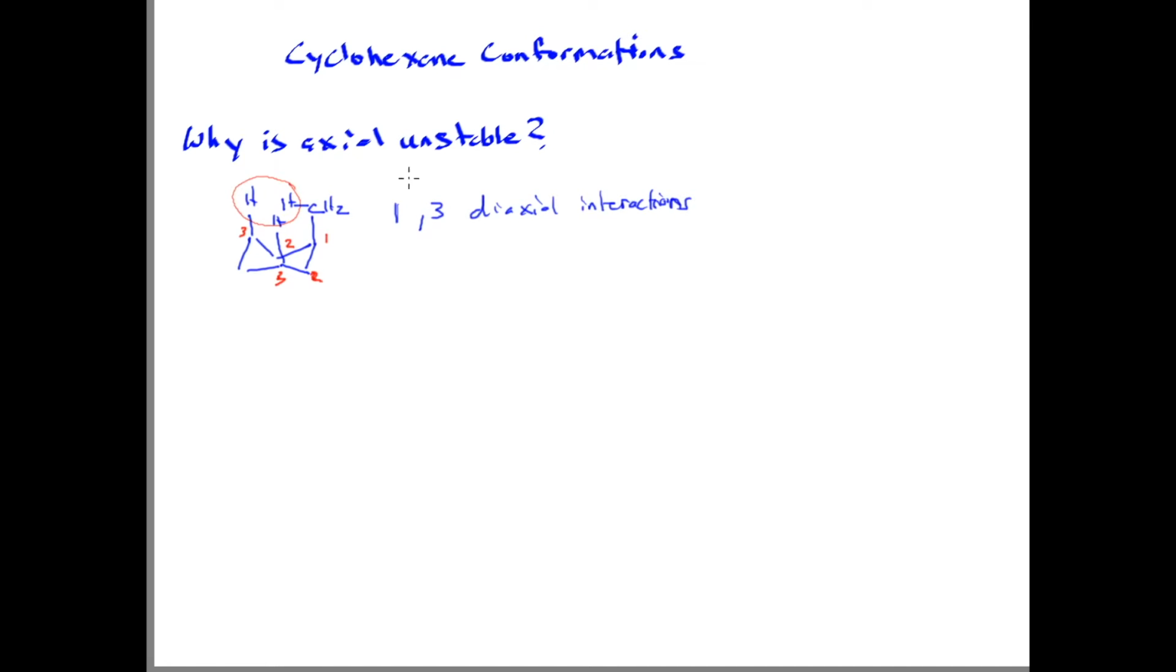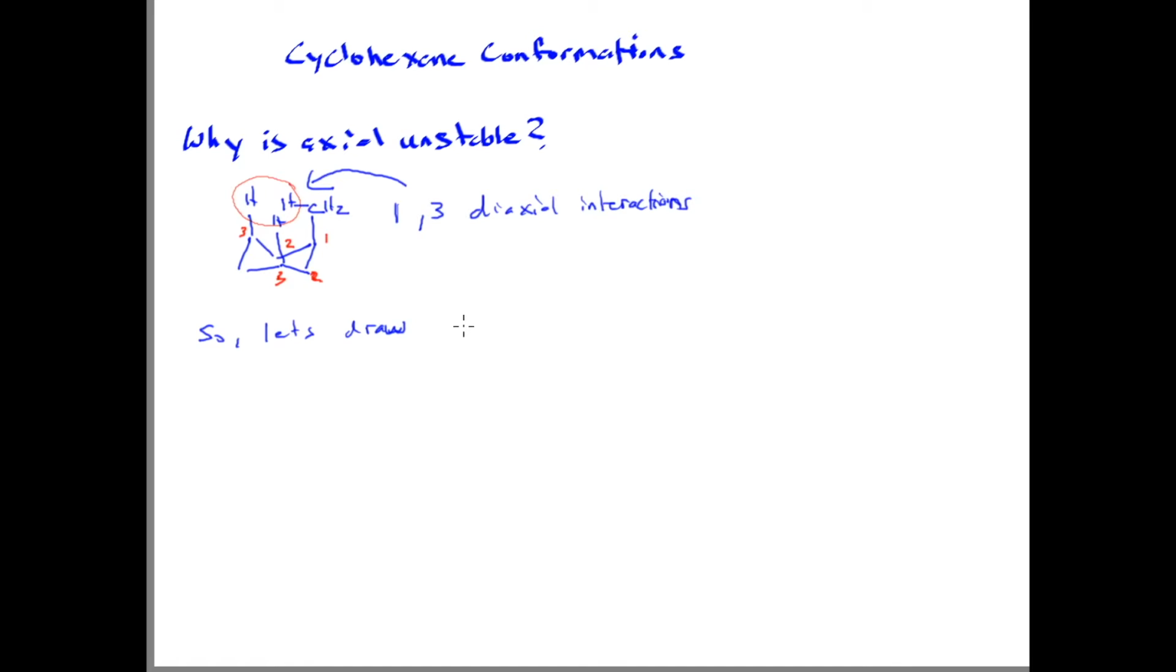These cause high amounts of energy and strain in our structure. So therefore it's more favorable if we put the methyl group in the equatorial position. We don't have these 1,3 diaxial interactions. So now let's look at an example.